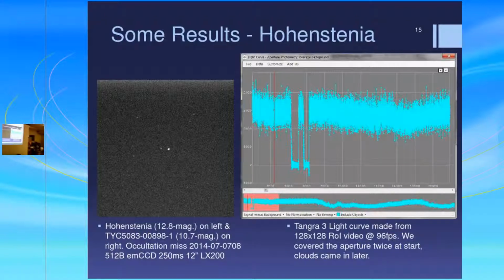Some of the light curve at 96 frames per second is shown on the right. We had a miss. The two dips near the start are where we covered the telescope's aperture, just as a little bit of fun. Overall, the equipment is now operational and will join the effort on Monday night.